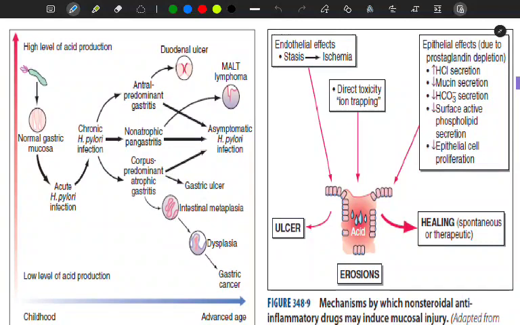HSV, herpes simplex virus, never seen before, but it can be Helicobacter pylori, another Helicobacter that's not the H. pylori, the known one. Drugs: bisphosphonates, osteoporosis drugs, like alendronate taken once weekly. They cause ulcers and they cause reflux esophagitis, severe reflux esophagitis.